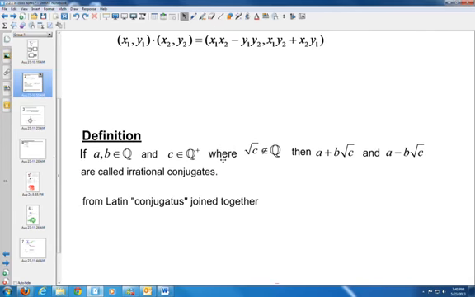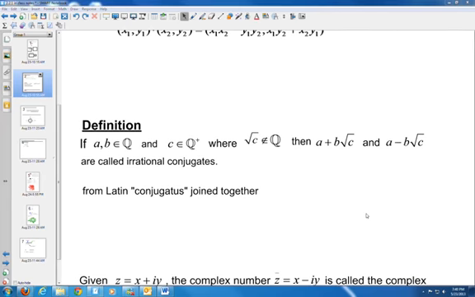Here's our definition. If a and b are rational numbers and c is a positive rational number where the square root of c is not rational, then, as you should know from when you teach several algebra concepts, a plus b square root of c and a minus b square root of c we call irrational conjugates. The word conjugate comes from the Latin conjugatus, and it means joined together. The reason they use the word conjugate is because you should recall that we get irrational conjugates as solutions to quadratic equations. So they always, of course, come in pairs.